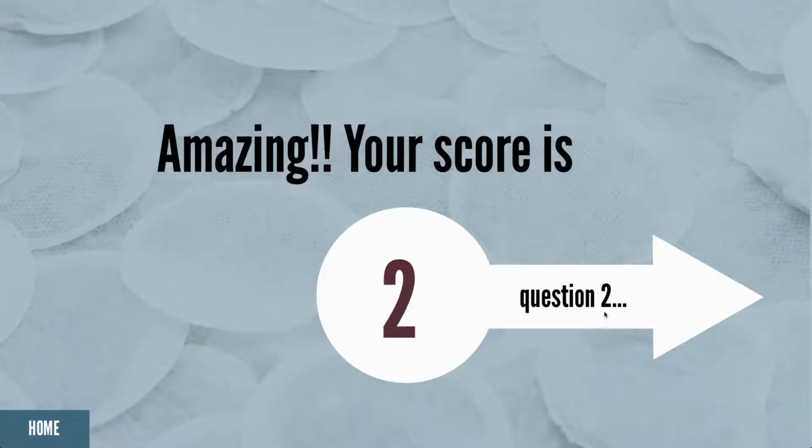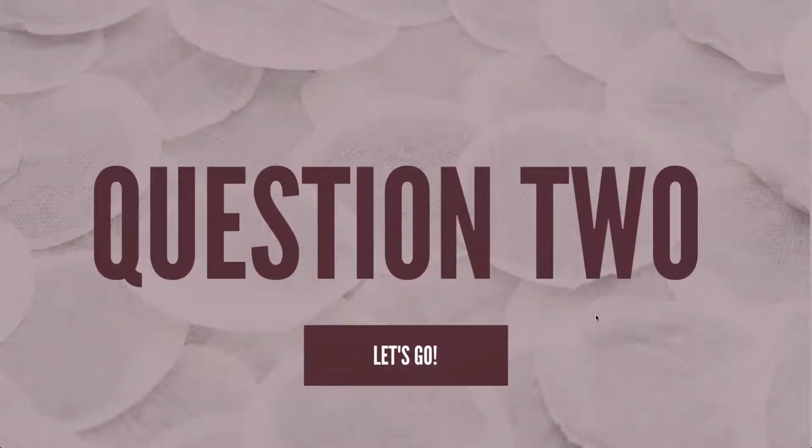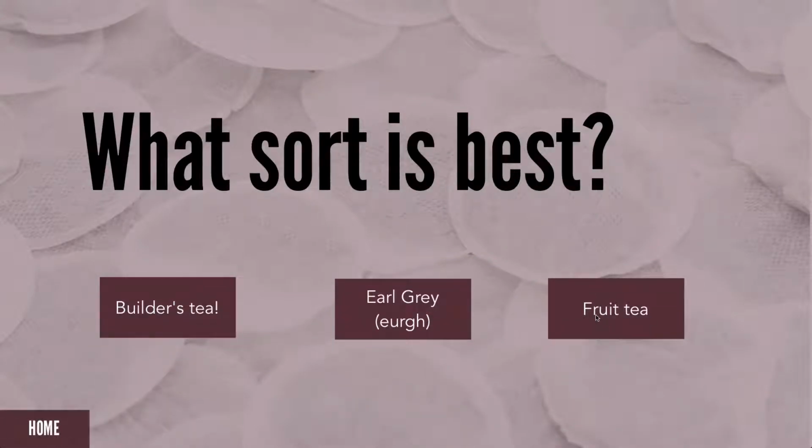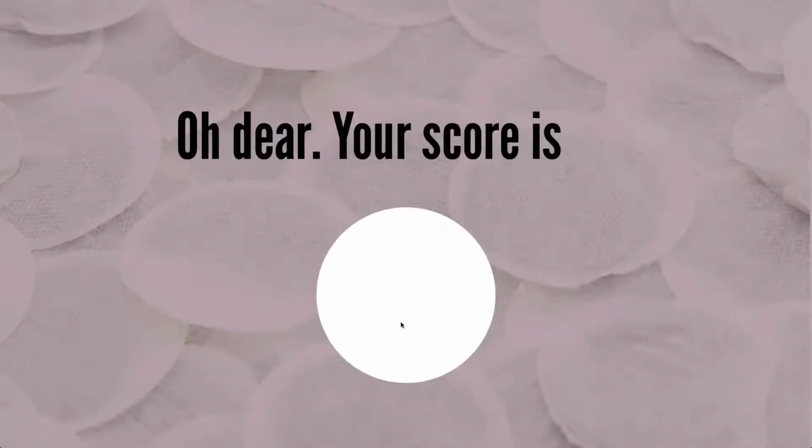I enjoyed it. Obviously, this can be whatever you like. You can have graphics here. You can have images. You can do what you like. Let's go to question 2. And we're into question 2. Of course, what I didn't do there was remove the let's go button. I'm going to do that in a minute. What sort of tea is best? Earl Grey. That's the wrong answer. My score is now 48.